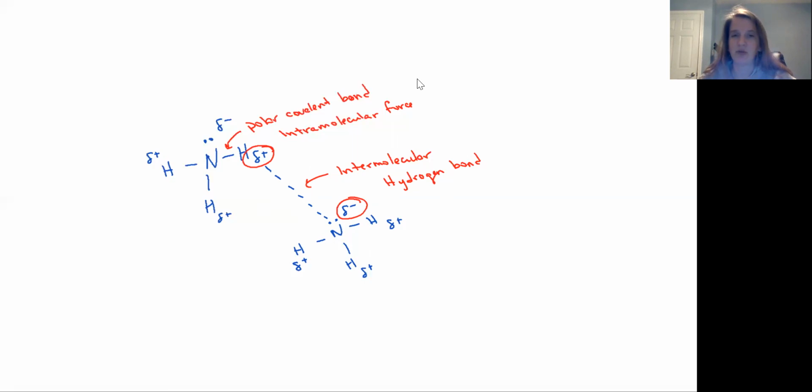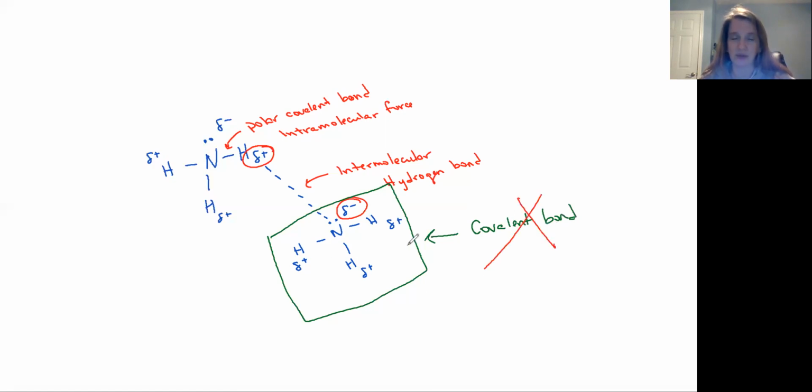Something that I've seen some of you do that I do not want you to do is highlight this whole thing and label that whole thing a covalent bond. No, that is not good. This is not a bond. What you just highlighted there is a molecule. You're highlighting a polar covalent molecule, but you're not pointing to a polar covalent bond. If you're going to be talking about a bond, make sure you're actually pointing to the solid line that's between two atoms itself.